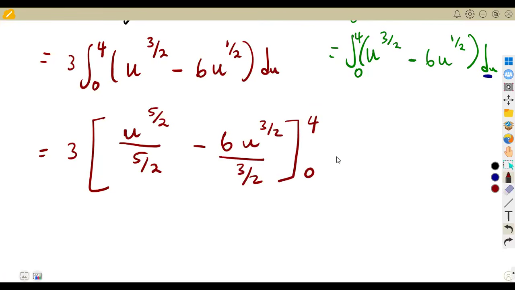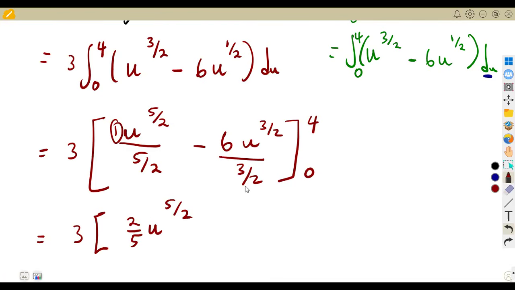Remember, these are now limits for u. That's why we are using them. These are limits for u. Be careful. Be very, very careful. So you can simplify before the limits. That will be 1 divided by 5 over 2, which is going to be 2 over 5. So this will be 2 over 5 u to the exponent of 5 over 2 minus 6 divided by what?